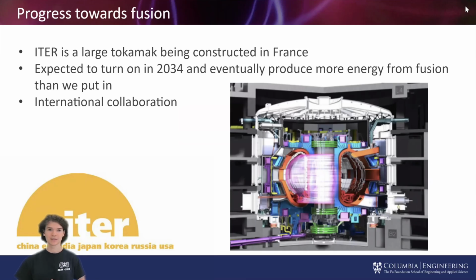ITER is one of these devices. ITER is a very big tokamak being constructed currently in the south of France. It's an international collaboration between many different countries. It's expected to turn on a bit late, in 2034, and it's expected to produce a Q greater than 1, more energy out than in. ITER is not the magnetic confinement device that's expected to produce net energy for the first time, as that has not happened yet.